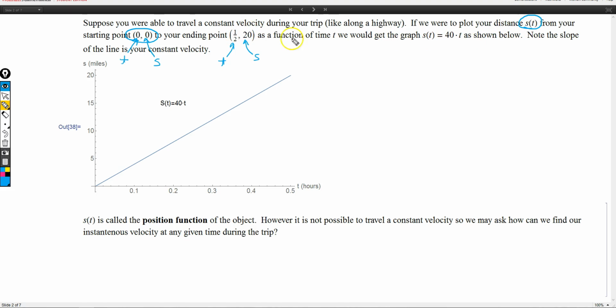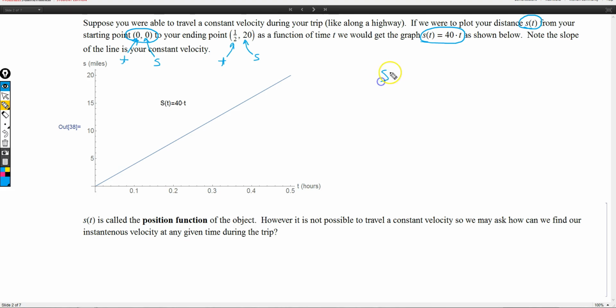So if you were to plot the line joining those 2 points, it would have this as its equation: S of t equals 40 times t. What this tells you is how far you are from your starting point after time t, or as a function of time t. And its graph is just a straight line down here.